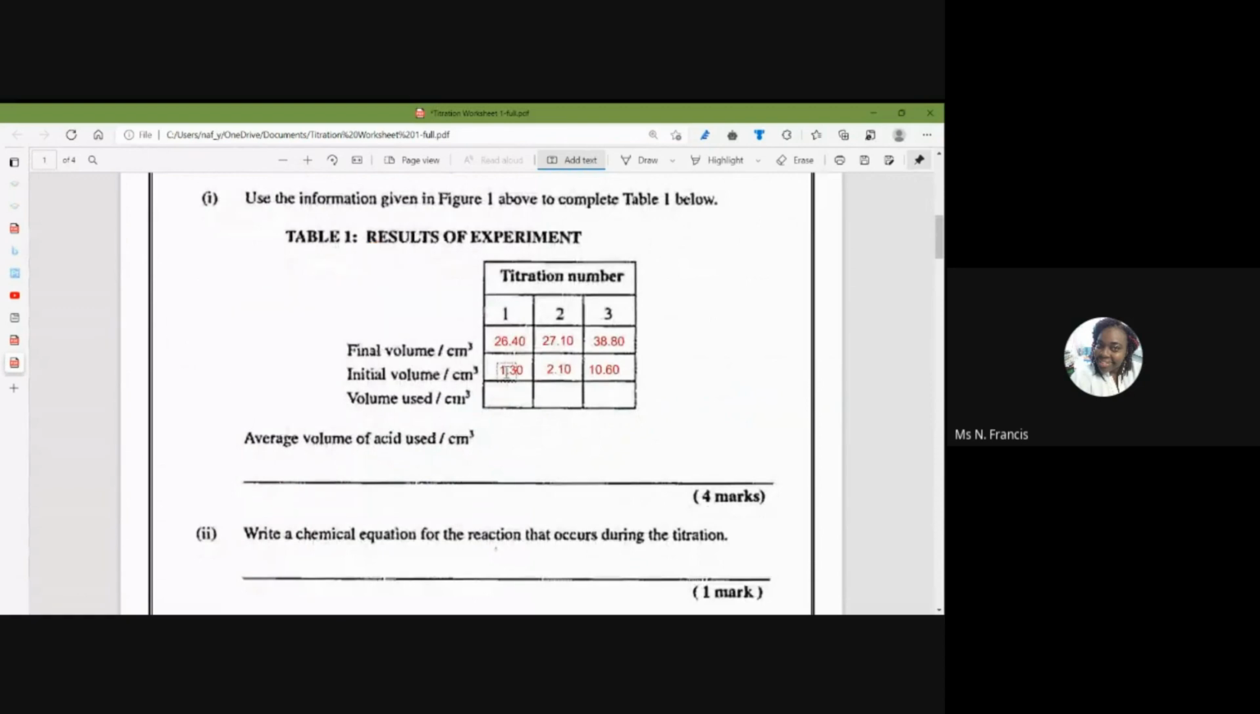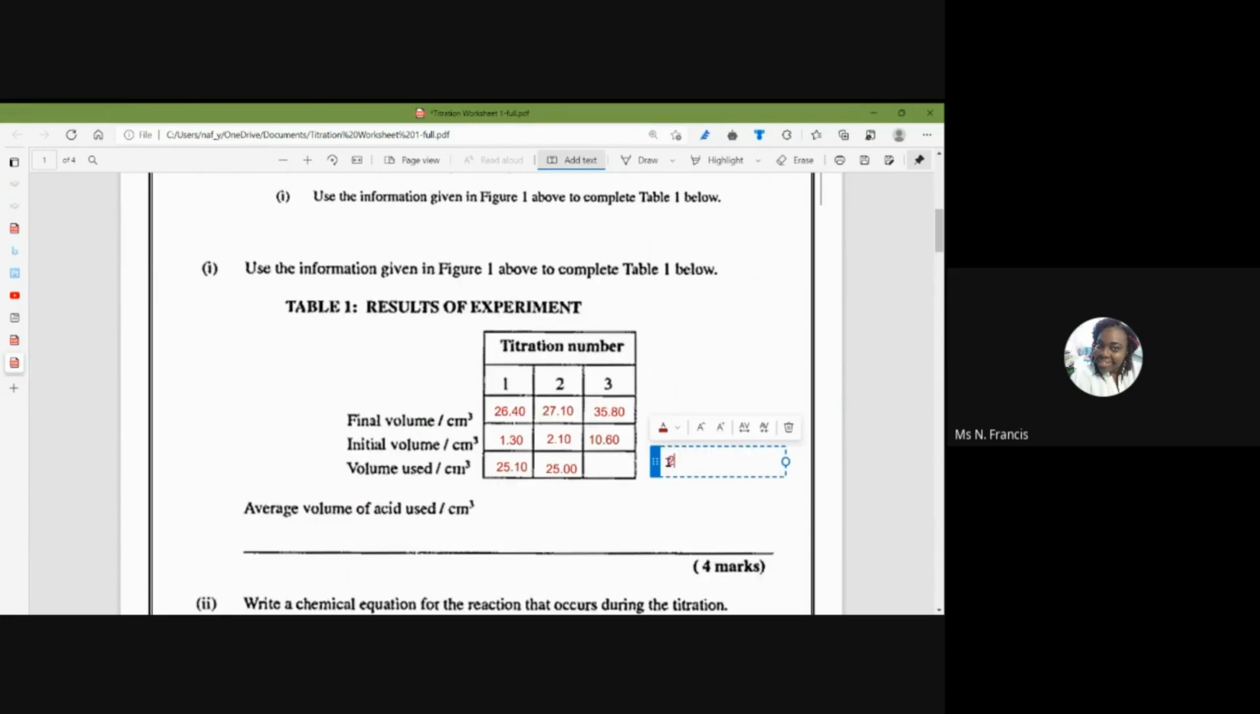Now we need to calculate the volume that was used for each of the titrations. We don't even need calculators for this. Let's go. So 26.40 minus 1.30. What would we get? Excellent. All right. 27.10 minus 2.10. Good. And the last one is 25.20. All right, beautiful ladies. This is it. Absolutely correct.